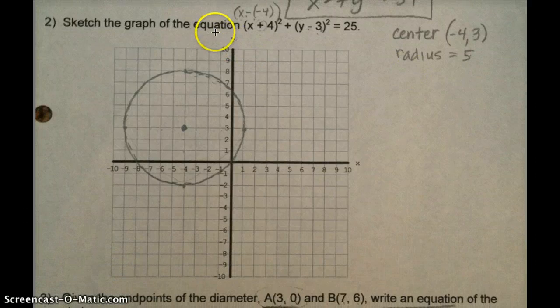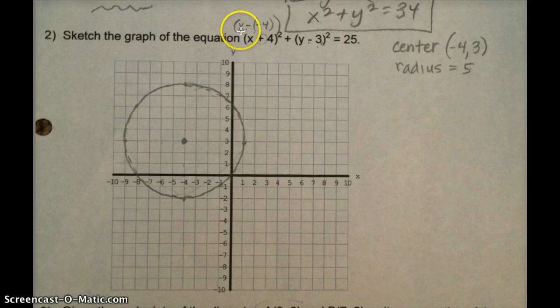Here we would need to sketch the graph of the equation. So here we know that since this is a positive, that means we are subtracting a negative 4. So our x coordinate here, it writes it up here for us, x minus negative 4. So our x coordinate for the center is going to be negative 4. So we need to go over negative 4 on the x-axis. And then it's y minus 3. So this is our positive 3 as our y coordinate. So for our center, x, y is negative 4, 3.